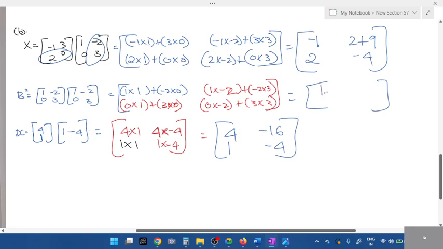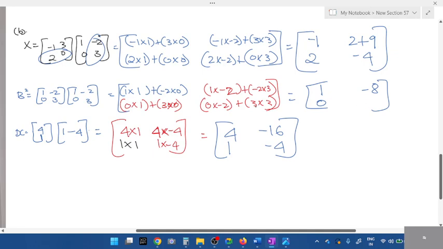1 into 1 is 1. 1 into minus 2 is minus 2. Okay. Then we have minus 2 into 3 is minus 6. So minus 2 minus 6 is minus 8, students. I'll write the direct answer. Minus 2 minus 6 is minus 8. Minus 8. 0 into 1, 3 into 0. It becomes 0.